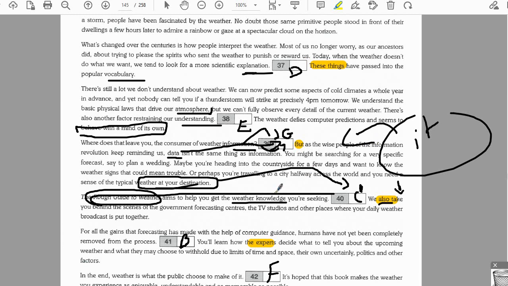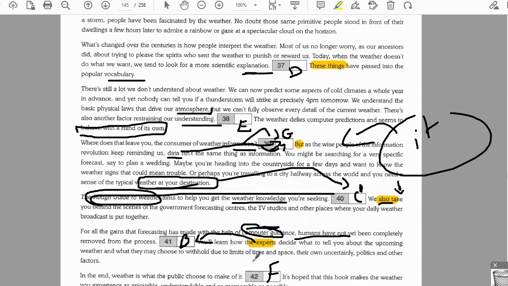Okay, B. So it's talking about computer guidance, humans having been removed from the process. And then in B, you have the forecasters, those are humans, can go a step beyond computer guidance, which has just been mentioned, and save lives in the process. You learn how the experts, so the experts is a paraphrase for skilled forecasters. Okay, it's about the upcoming weather, etc. Okay, so you have 3 connections here.